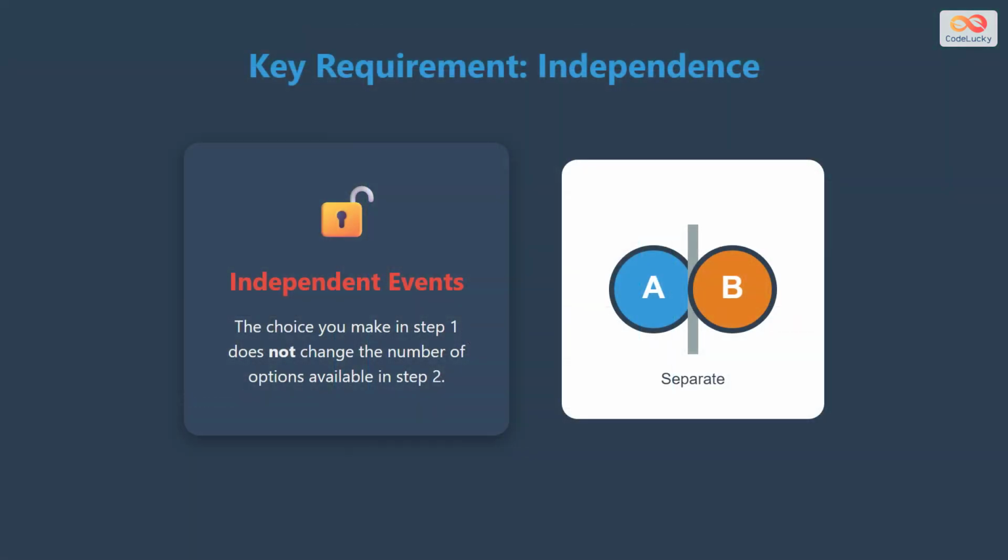It is important to remember that this rule applies to independent events. This means the choice you make in the first step does not restrict or change the number of options available in the second step. If picking white bread meant you could not pick ham, this simple multiplication would not work directly.